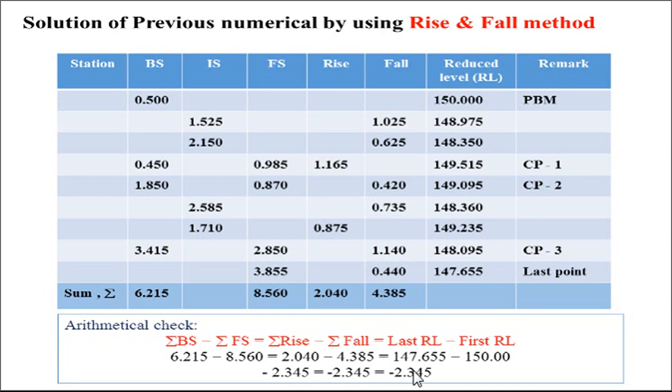So when these three values are correct, then we can say that whatever readings we have entered and whatever calculations we have done are correct. So after each and every leveling page, or we can say leveling work, we have to do the arithmetic check, from which we can check whether our calculations are correct or not. So this is regarding the rise and fall method. This is enough in this lecture. Thank you.